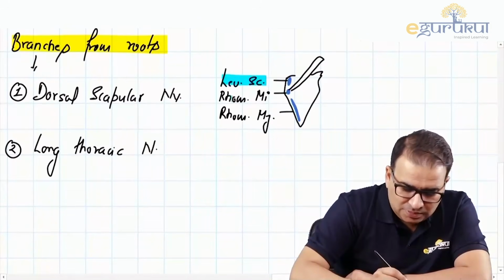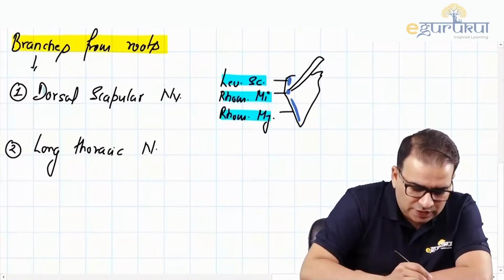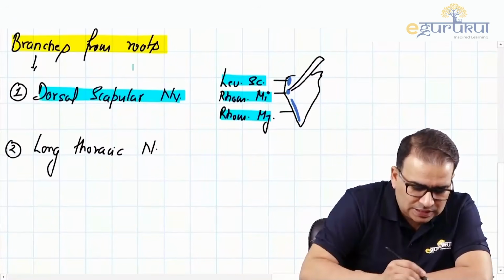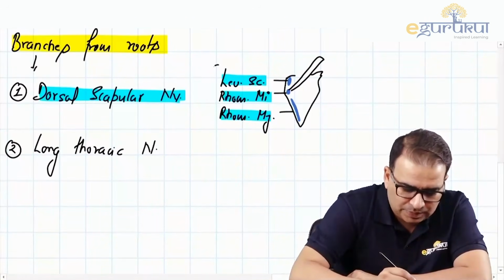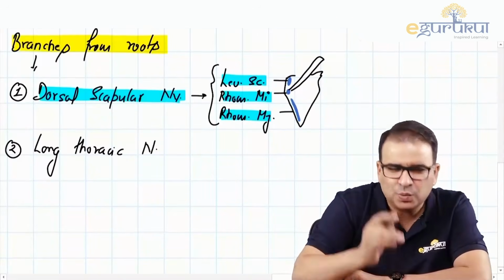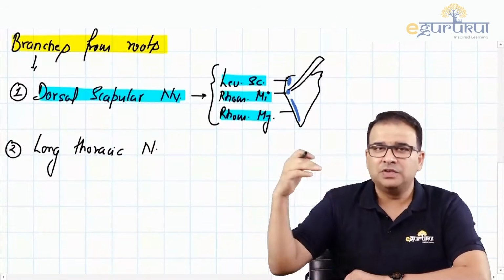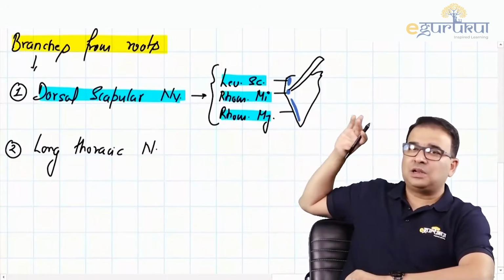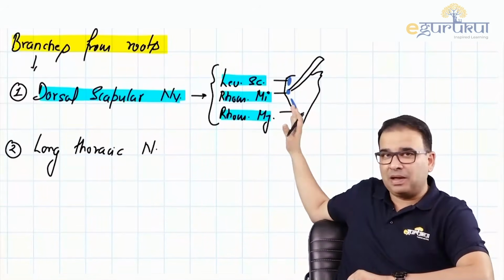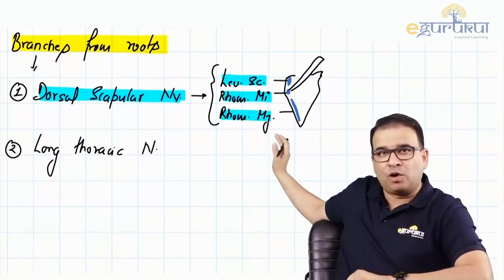And all these three muscles are supplied by what nerve? They are all supplied by the dorsal scapular nerve. So it's very easy to remember. The nerve is the dorsal scapular nerve, so it is supplying the muscles on which surface? The dorsal surface of scapula. Where? Along the medial border of the scapula.